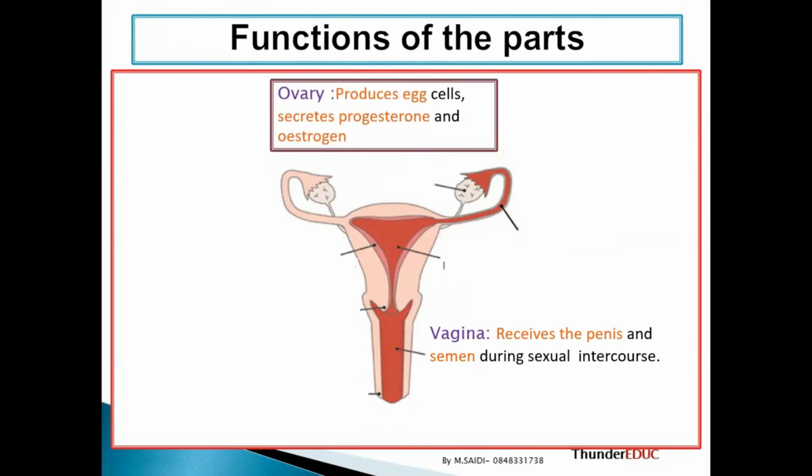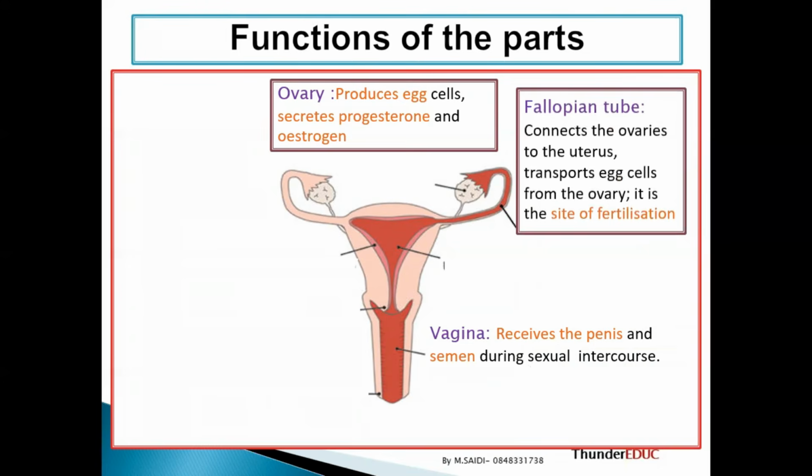Number 2 is the ovary. The ovary is very important in the production of egg cells. It does not stop there. It also produces progesterone, and it also produces estrogen. So the ovary has 3 functions: production of egg cells, which are called ovum or ova, production of progesterone, which maintains the pregnancy period, and production of estrogen, which prepares the body, the uterus, so that implantation can take place. We shall see that in the next class.